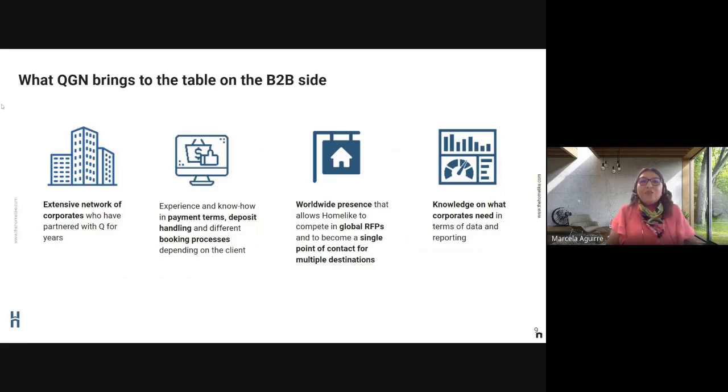Thank you. To give some context about the reasons why we believe that this fusion is a win-win, let me explain and refresh again what Q brings to the table on the B2B side. First, an extensive network of corporates who have partnered with Q for years. Corporates and relocation management companies. Second, experience and know-how in payment terms, deposit handling, and a different booking process that is enhanced and focused on the client needs, B2B and B2C client needs. Also, worldwide presence that allows Homelike to compete in global RFPs and to become a single point of contact for multiple destinations. And finally, knowledge on what corporates need in terms of data and reporting.